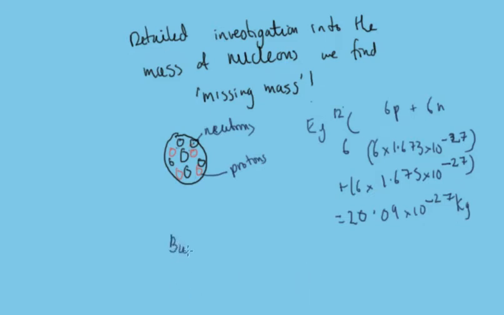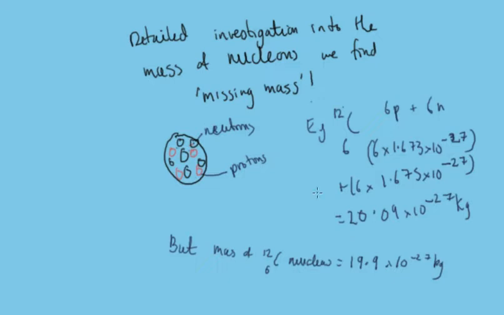But the mass of the carbon 12 nucleus is equal to 19.9 times 10 to the minus 27 kilograms. Doesn't seem a lot, but it's missing, and that should not be the case. It just does not make sense.